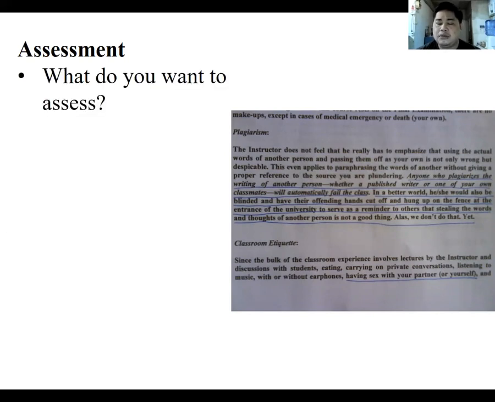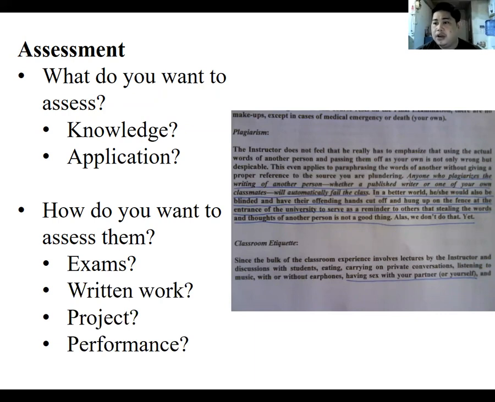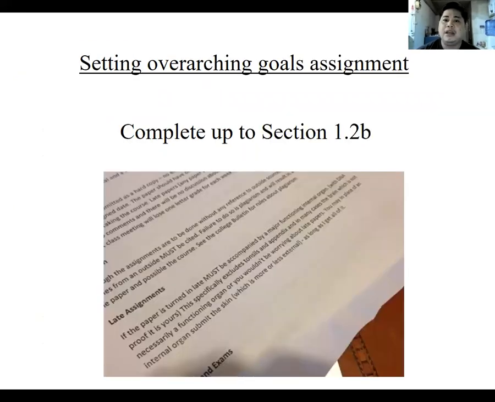So assessment, what do you want to assess from your students? Is it knowledge? Is it the application? And of course, the last one is how you want to assess them in order to determine the knowledge or the application. It comes to examinations, learning insights or written works, a project perhaps, or a performance to do something. So those things have to be clear in your syllabus, so that the students will be guided on what things they will do in that subject matter.